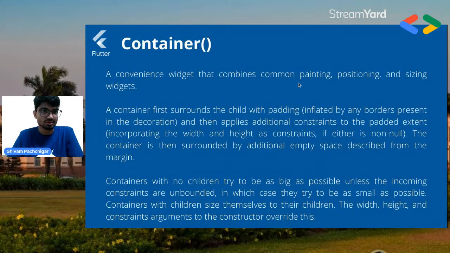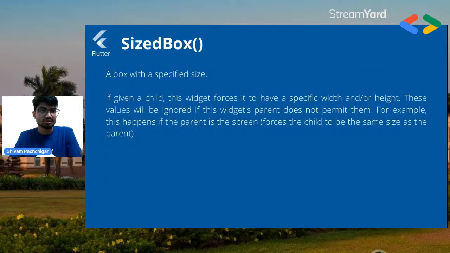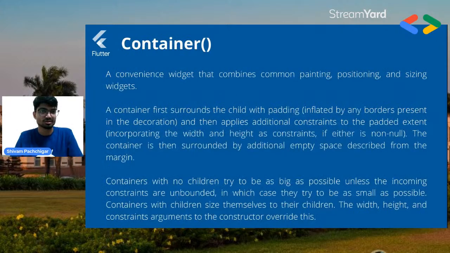First is the container widget. A container widget has specific dimensions, and you can give it a specific color, a shadow, a border radius, and a specific shape. A sized box is a widget in which you can give only two parameters, which are height and width. And you can have a child widget for both sized box and container.